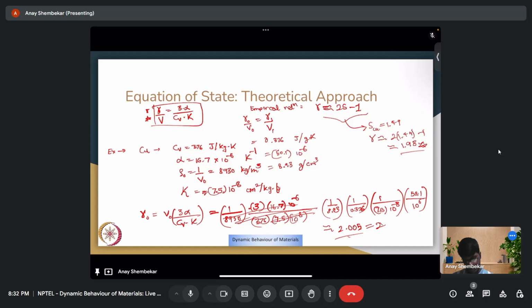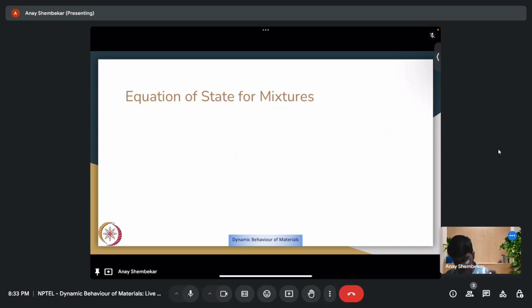Okay, because the way we derived this, we did not necessarily assume that my atoms are closely packed or in a particular configuration. This equation can be extended to powdered materials as well. We'll come to that in a moment, but first we'll quickly look at mixtures.